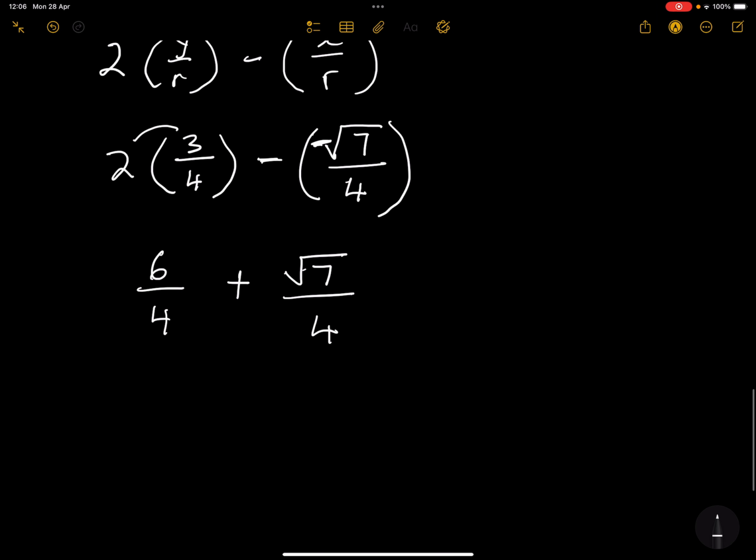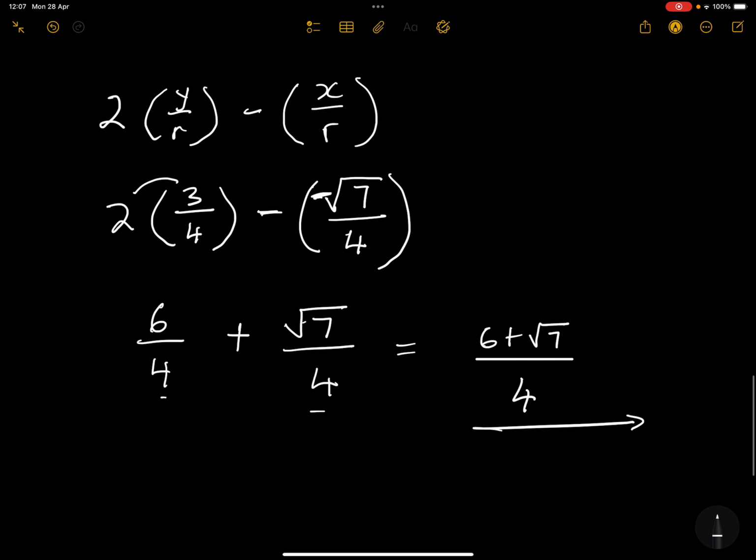And ladies and gents, if I'm going to do this without the use of a calculator, my denominators in this case are the same. So my LCD is 4. And so all I will do is just add the numerators together. So I'm going to leave it in surd form. So this would be my final answer, 6 plus root 7 divided by 4. If they said without the use of a calculator, you can leave your answers in surd form.